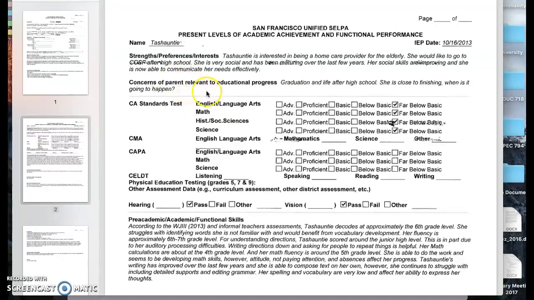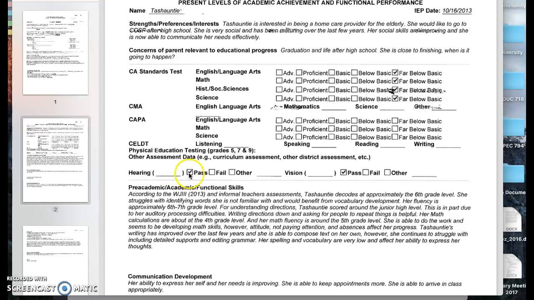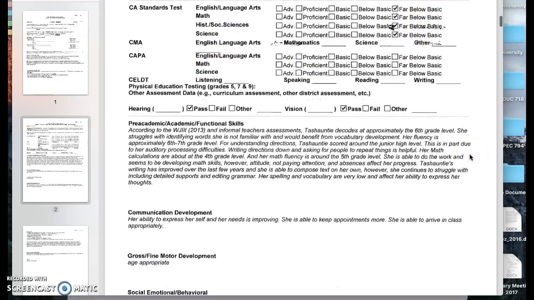You always have to have the parents' concerns. So her parents' concerns were graduation and life after high school. She is close to finishing. When is it going to happen? And then you can see that she passed both her hearing and her vision. It should have the dates there as well. Sometimes it doesn't. Now, if she was an English language learner, then this CELT section would be completed, and then depending on what standardized tests the district has, then this section would be completed as well.